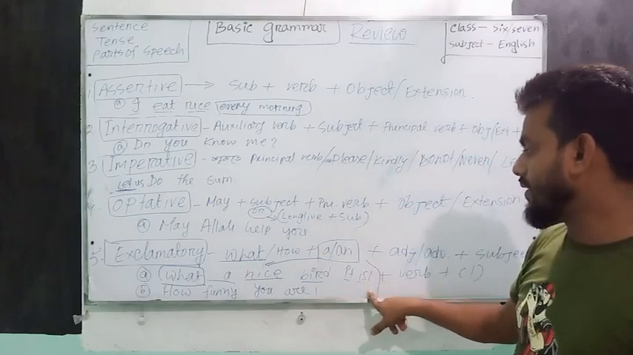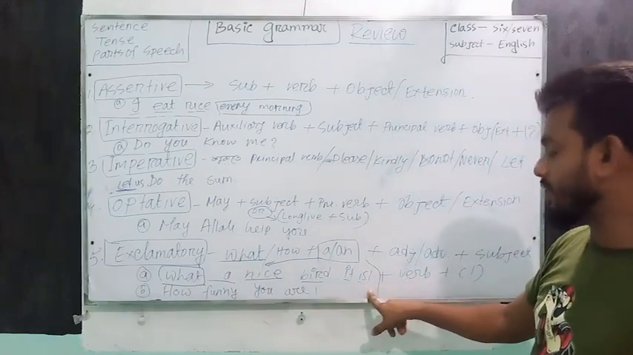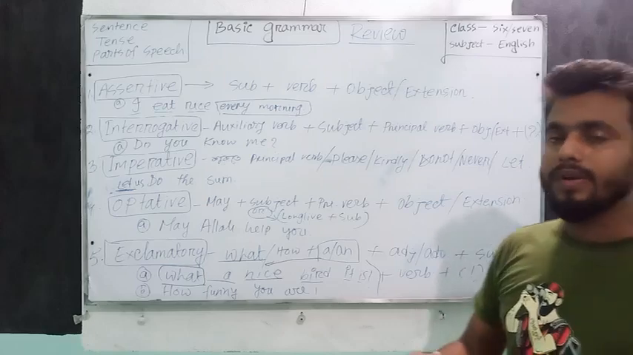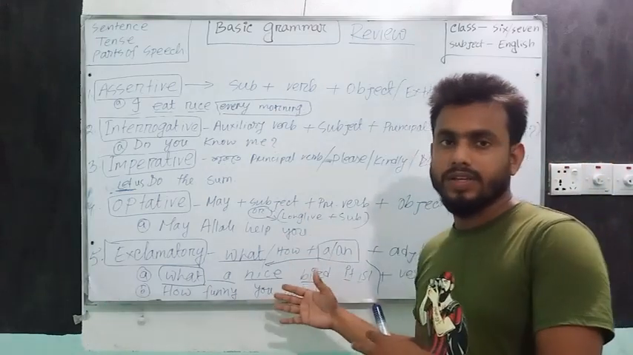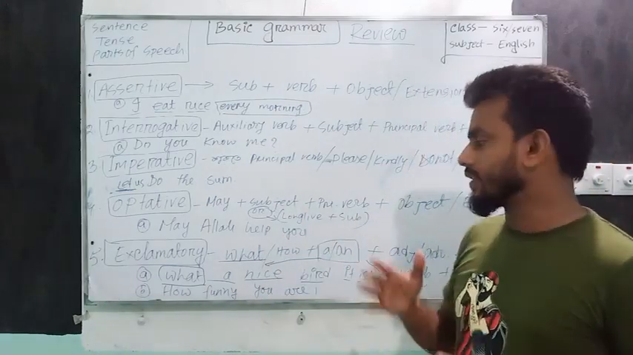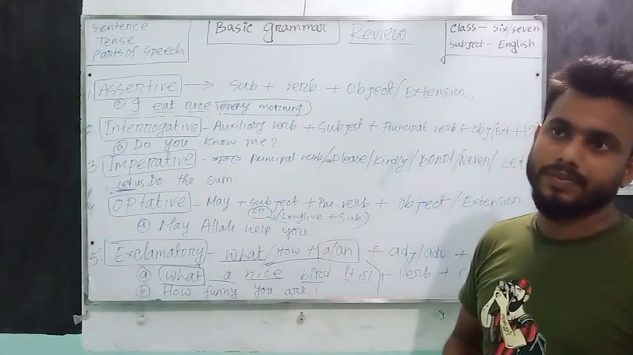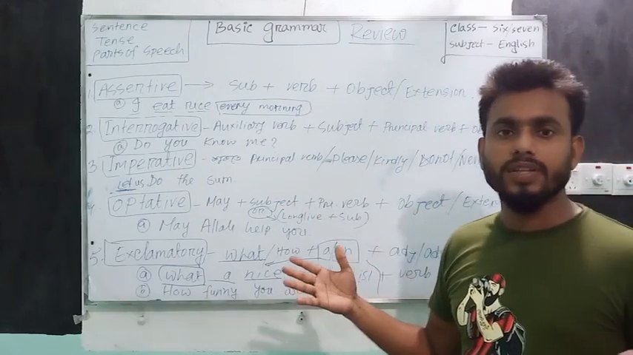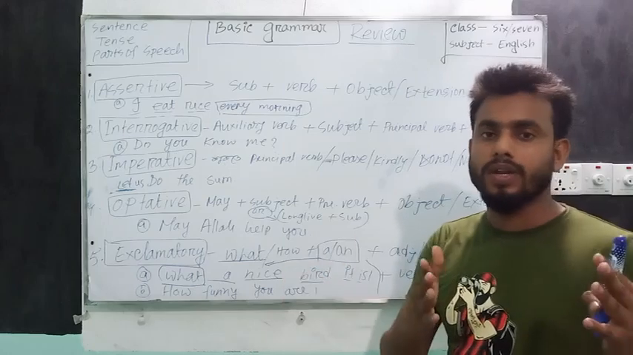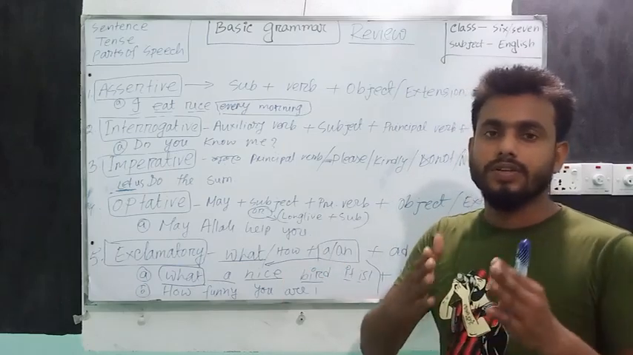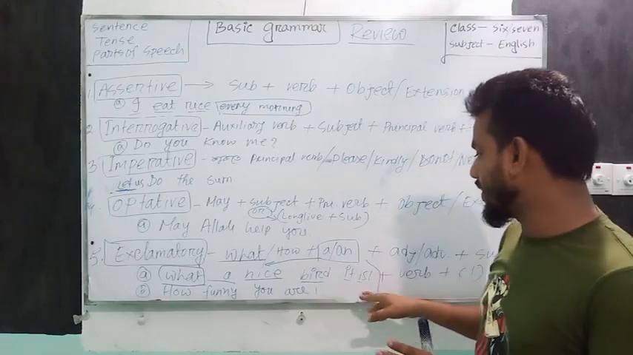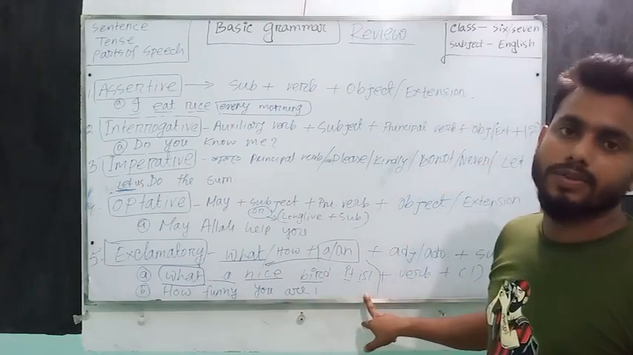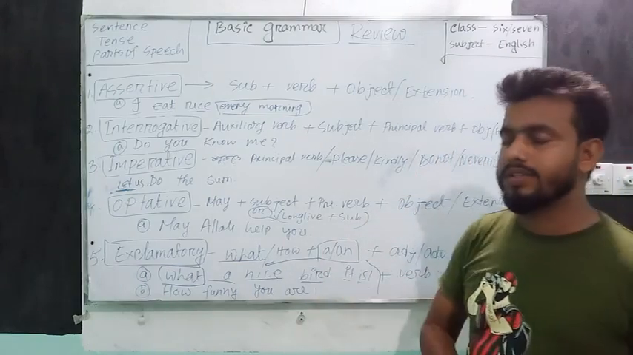So here is an exclamation mark. Whenever you find an exclamation mark in any sentence, you have to say the sentence is an exclamatory sentence. Like, Hooray, we have won the game. Whenever you use an interjection like Hooray, after the interjection you must use an exclamation mark. And that's why this sentence is an exclamatory sentence.